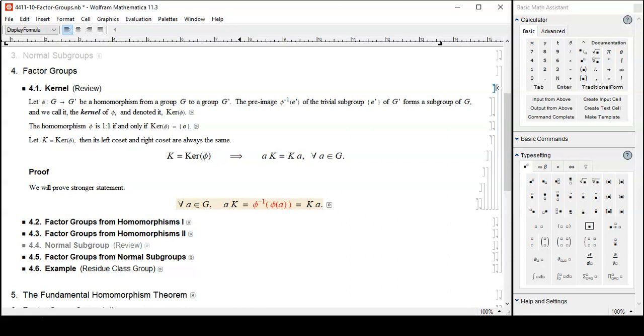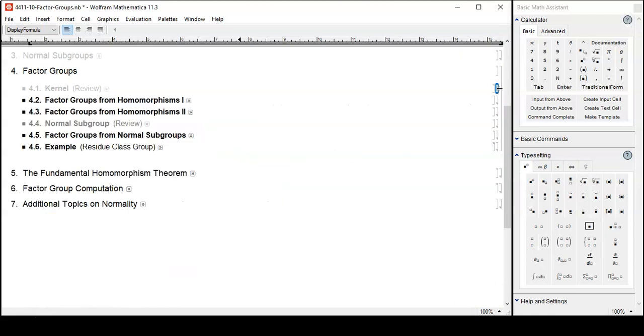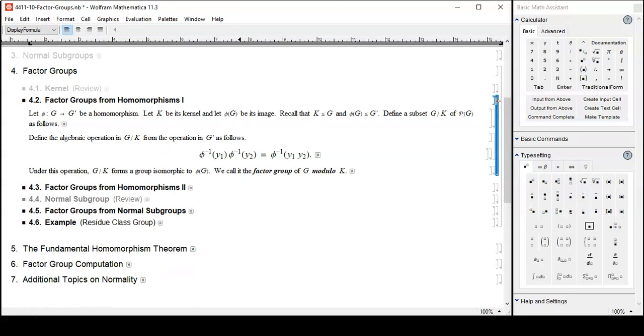Okay, so much for the review. And remember this red thingy here. Let's go to factor group. Let phi be a homomorphism from a group G to another group G prime. Let K be its kernel and let phi of G be its image. So the kernel K is a subgroup of G, the domain group, and the image phi of G is a subgroup of the target group G prime. Okay, so far so good.